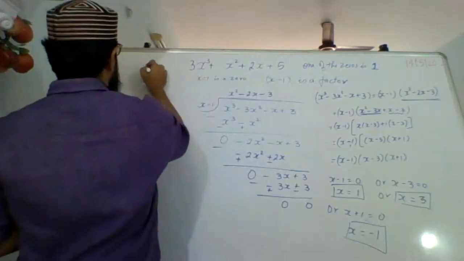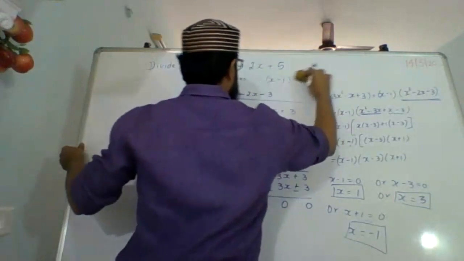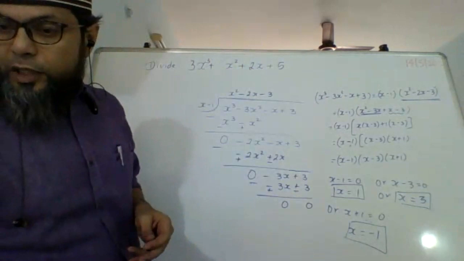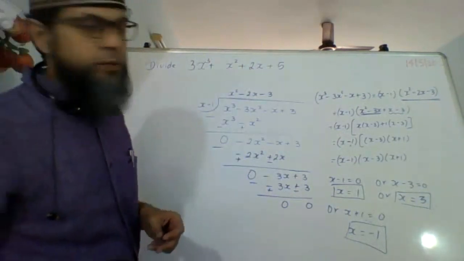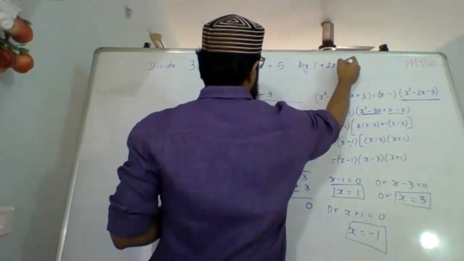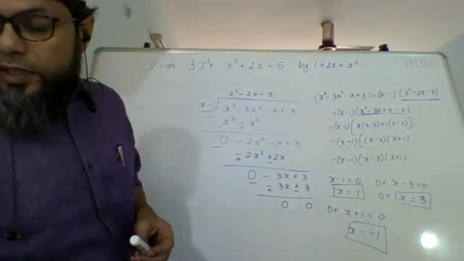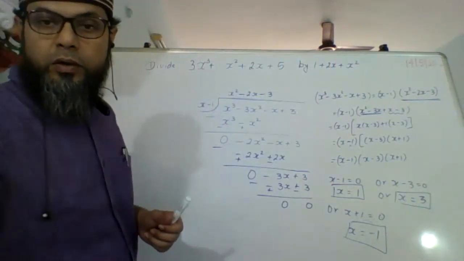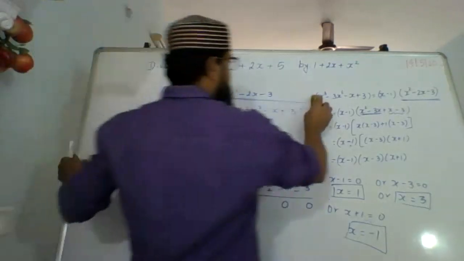We have to divide 3x cube plus x square plus 2x plus 5 by 1 plus 2x plus x square. Now, for that, what we are going to do is, over here only we'll do the division.